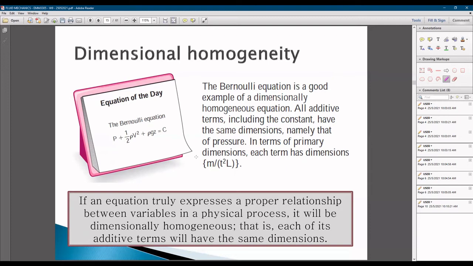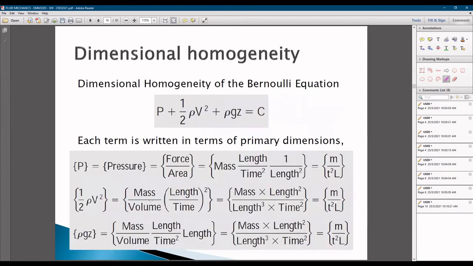Okay, if an equation truly expresses a proper relationship between variables in a physical process, it will be dimensionally homogeneous. That is, each of its additive terms will have the same dimension. Okay, back to our Bernoulli equation, like we have here. Each term is written in terms of primary dimension, where P is this one, right?